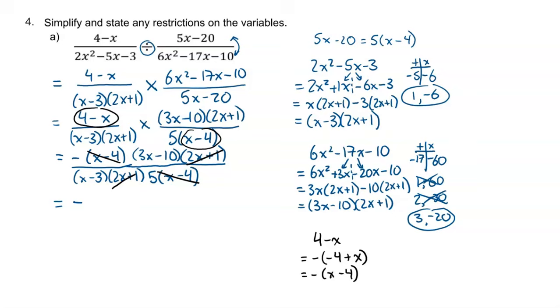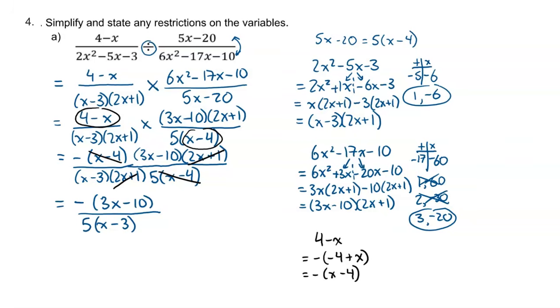And so what we're left with is negative 3x minus 10, and we divide all of that by 5 times x minus 3. So the 5 is going to be written at the beginning just to make it a little cleaner. And so now I can go ahead and expand this out just to get rid of the brackets here. I get negative 3x plus 10 over 5x minus 15. And that would be our final answer, except we also want restrictions.